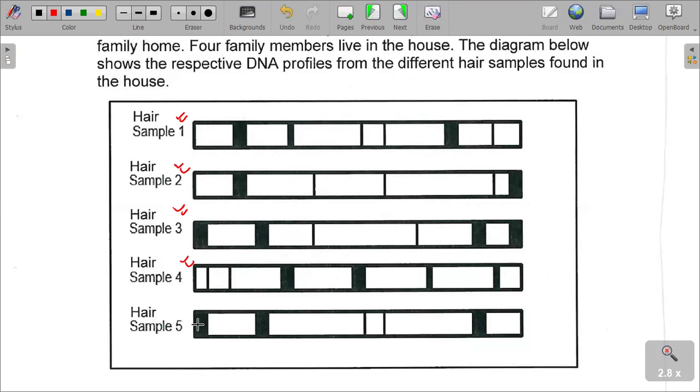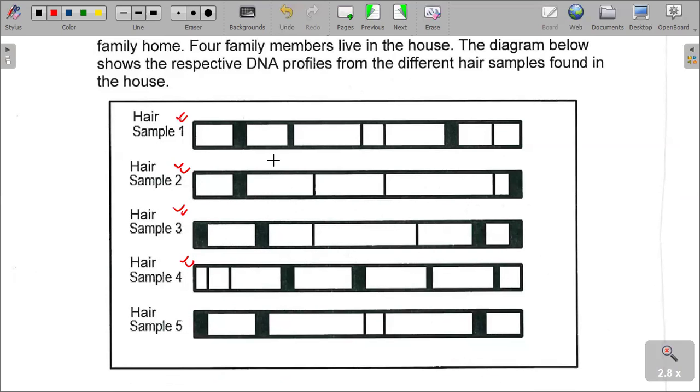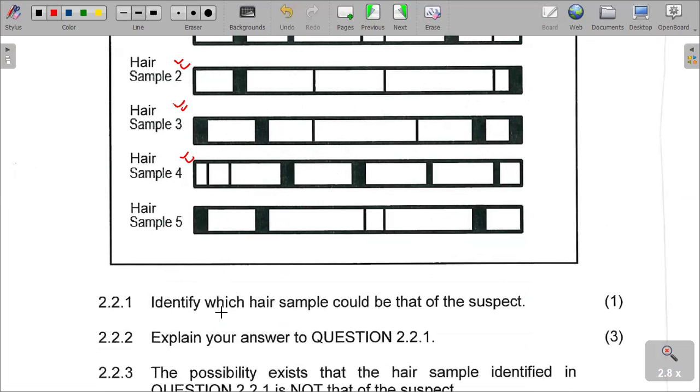Understand the question in the first instance. Forensic scientists collected hair samples at a crime scene in a family home. Four family members live in the house. The diagram below shows the respective DNA profiles from the different hair samples found in the house. What you need to understand is to follow the question and not make mistakes. The question says, identify which hair sample could be that of the suspect and explain your answer.